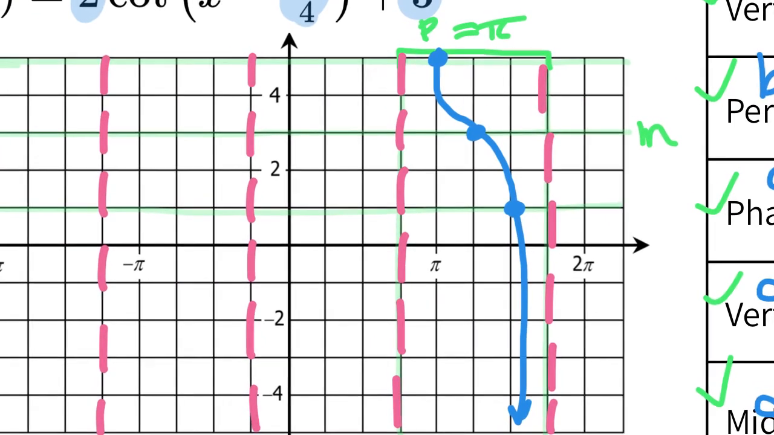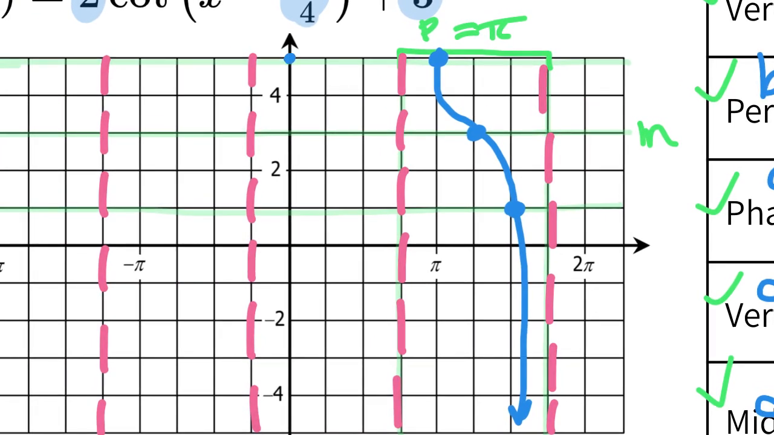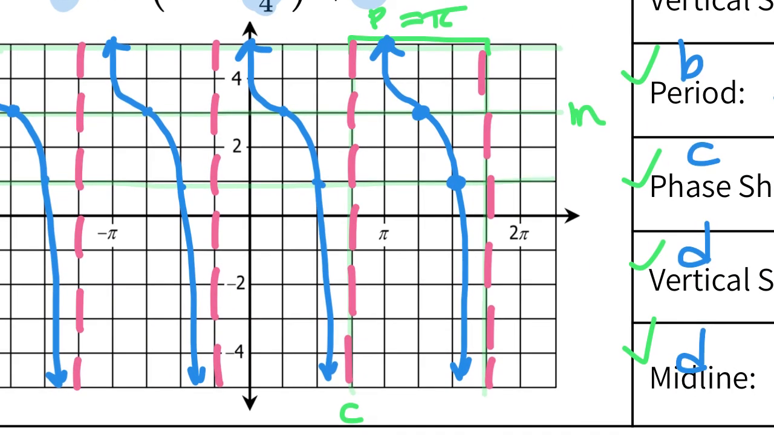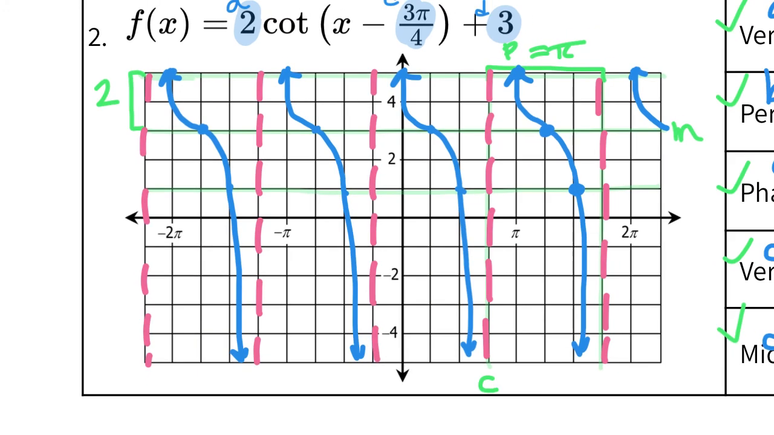Okay, and now let's just keep repeating that pattern until we run out of space. Upper, mid, lower. Upper, mid, lower. Upper, mid, lower. And it should have arrows at both sides. Let me go and fix that. And there would be a little piece here. Okay, and this is the graph of that cotangent function.